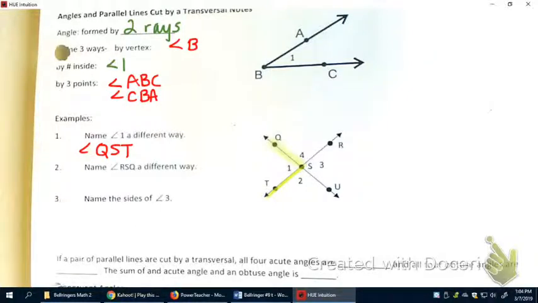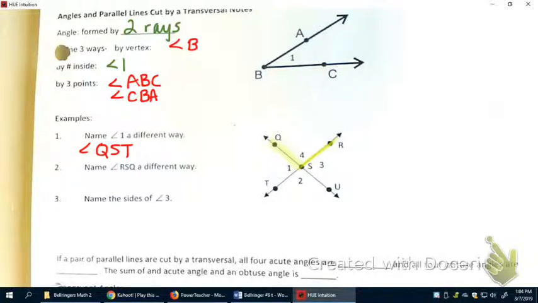Can you say angle S? You can't say angle S. There are too many angles there to know what angle S is. Okay? Next, it says name RSQ a different way. Well, I'm going to highlight RSQ so we can see what it is. Start with R, go to S, go to Q. RSQ. Oh, that's the angle.